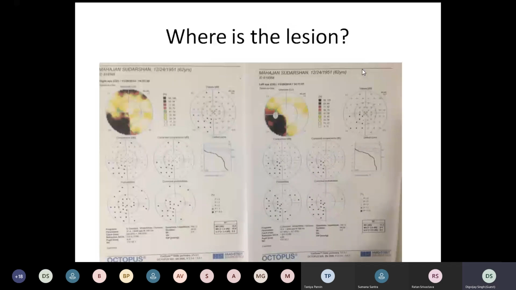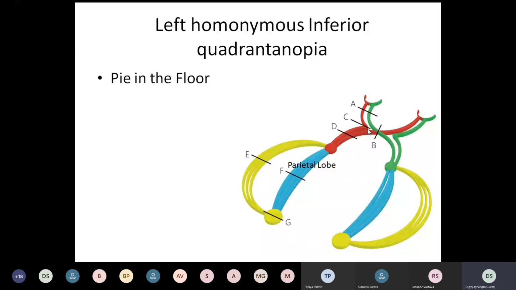This is known as a pie in the floor defect. The same thing, if it happened in the superior quadrant, would be a pie in the sky. A pie in the floor, because it looks like a piece of the pie, is seen when the optic radiation is damaged. So a left homonymous inferior quadrantanopia, because it's affecting one quadrant, is a pie in the floor, and it happens when the optic radiations in the parietal lobe are getting affected. If the optic radiations in the temporal lobe are affected, you would get a pie in the sky. When it's the parietal, it's a pie in the floor.